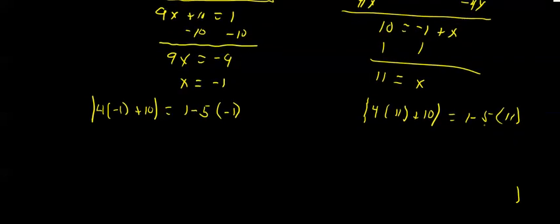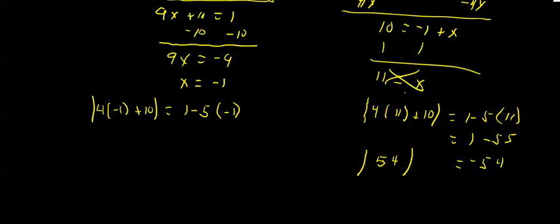Now, when I look at this, 5 times 11 is 55. 1 minus 55 is -54. So I'm saying that the absolute value of 44 plus 10, 54, equals -54. There is no way that happens because the absolute value is always positive. This answer is bad. Let's go over here and check this.